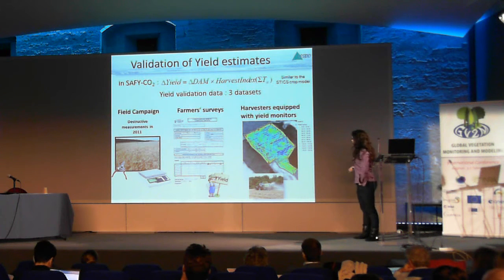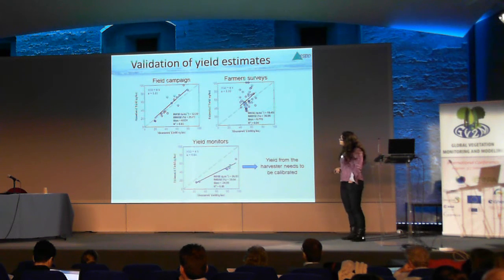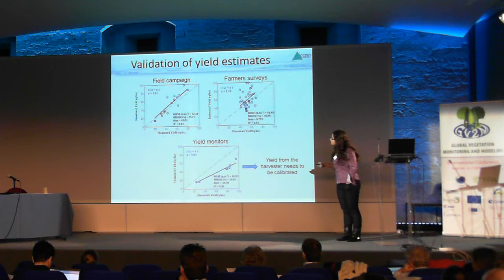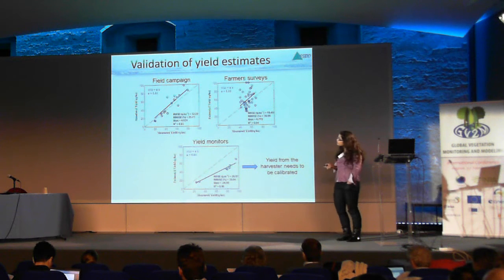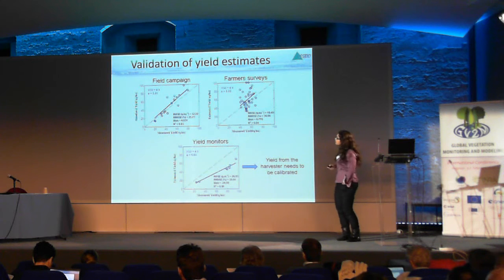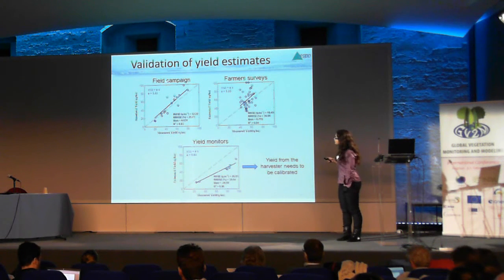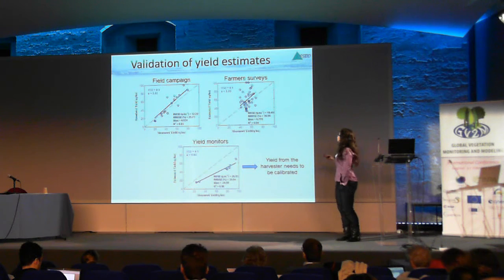If you take a look at these three sets, for our field campaign, here is the measured yield and here the simulated yield. We can see a good correlation, a relative error of about 25 percent, which is satisfying. The model just overestimates the yield a little bit.